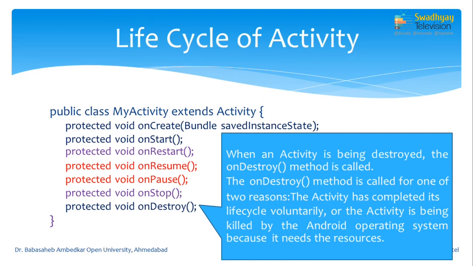The onDestroy method is called for one of two reasons. Either the activity has completed its life cycle voluntarily, that is, the task is finished, or the activity may be killed by the Android operating system because it needs the resources. So either Android can destroy your application, or it may complete voluntarily after finishing whatever task was required. This is the life cycle of an activity.